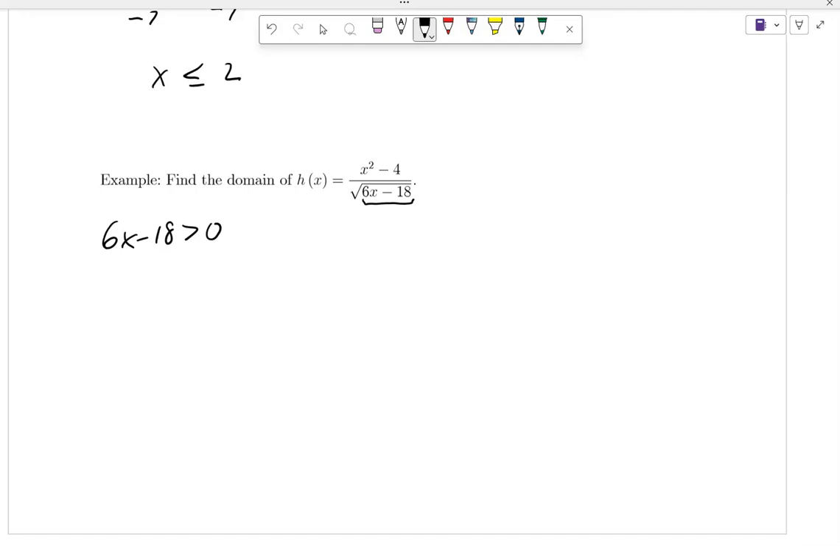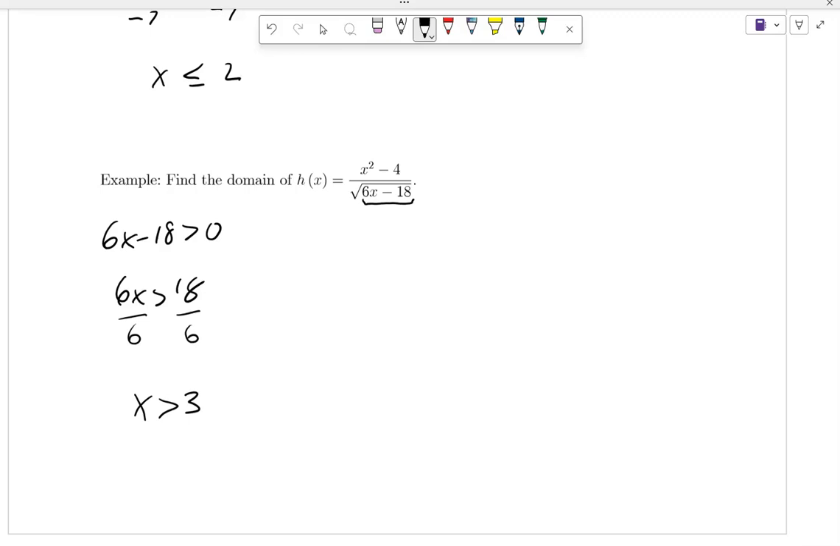If we solve this inequality, we'll add the 18 over and then divide by 6. Do I need to worry about flipping the inequality this time? No, because it's a positive that we divided by, right? So we should have x is greater than 3.